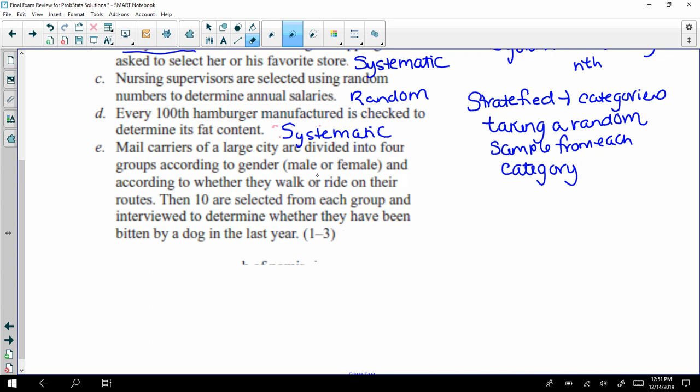Mail carriers of a large city are divided into 4 groups according to gender and according to whether they like to ride or walk in their routes. Then 10 are selected from each group and interviewed. Okay, so that is a straight up stratified because there were categories. Okay, so hopefully that should help you. So let's move on to the next one.